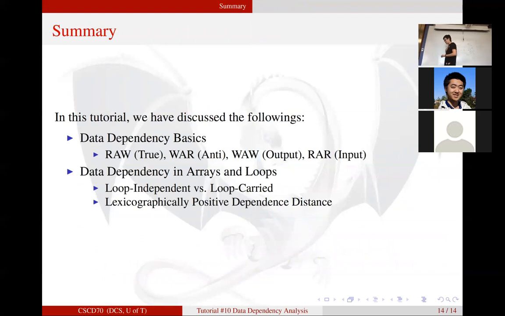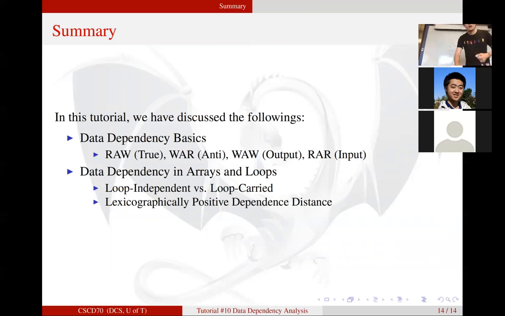So let's do a short summary of everything that we discussed today. In today's tutorial, we have been discussing data dependency analysis. We started by covering 4 basic data dependency types, which include read after write, which is also known as true or flow data dependency; write after read, which is also known as anti-dependency; write after write, which is known as output dependency; and read after read, which is known as input data dependency.